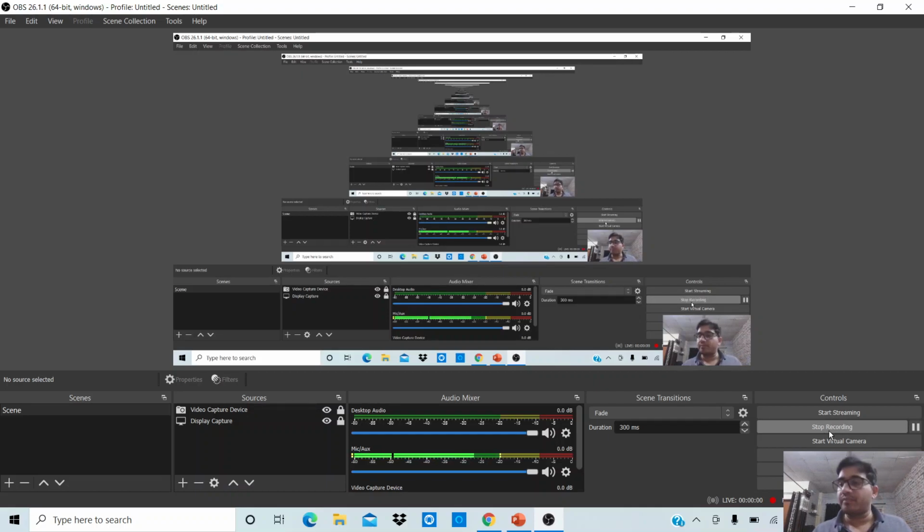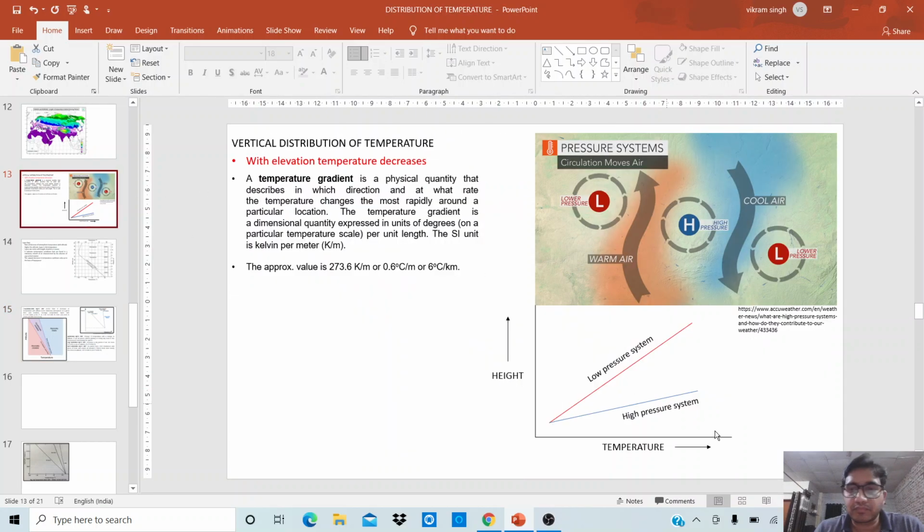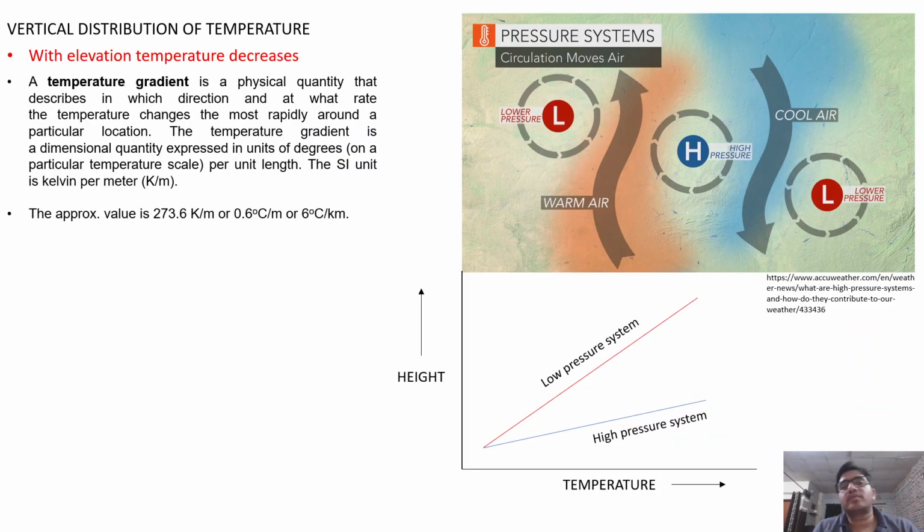So guys, good evening. Let us start with another topic of climatology, that is the vertical distribution of temperature and the lapse rate. Let us begin. So we have seen the horizontal distribution of temperature already, and we know that it is an important type of distribution of the heat, and it controls the atmospheric and climatic systems.